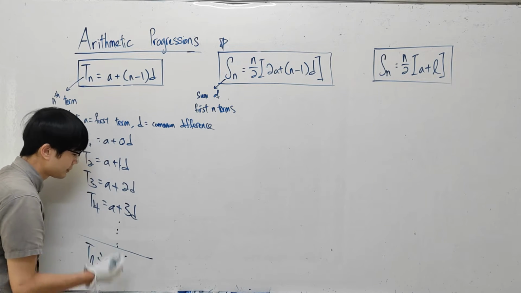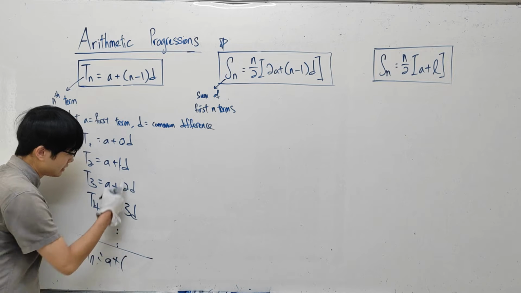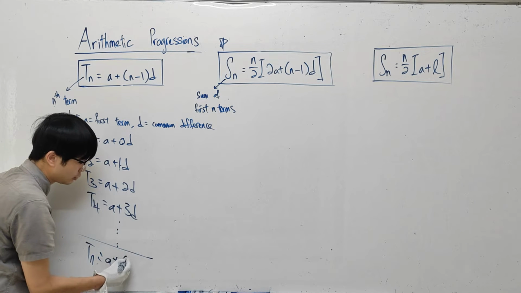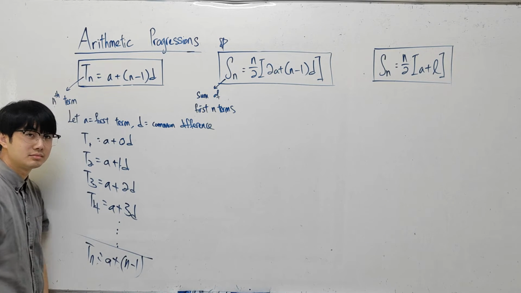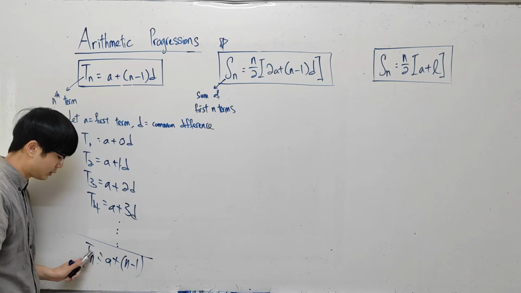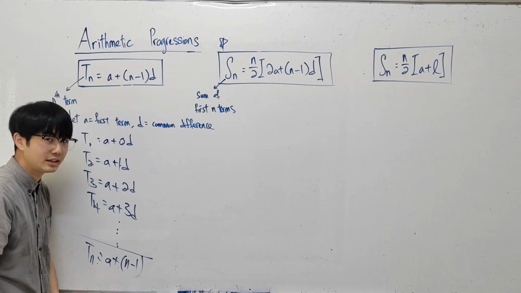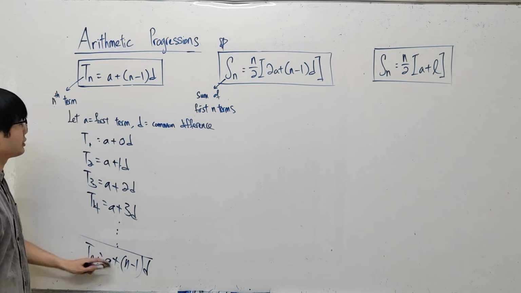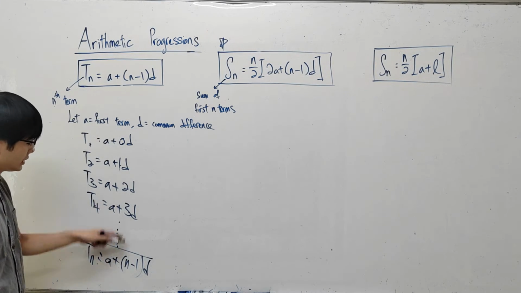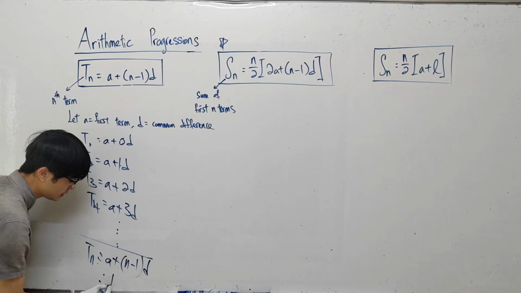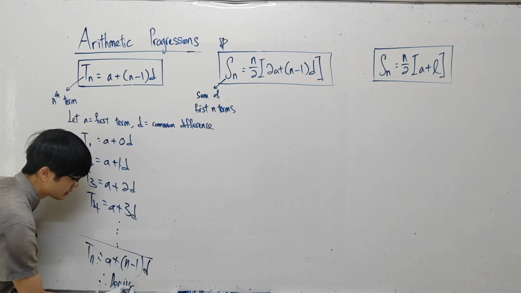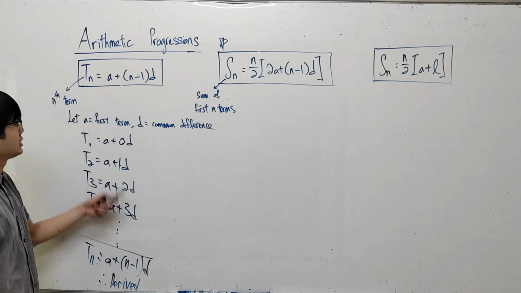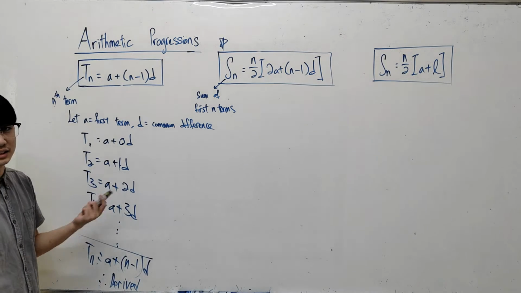So therefore, when we generalize, the number in front here is always n minus 1. It's always whatever value here minus 1. And then times d. And this is how we derive the Tn formula. After we derive, we will write this word, derived. So this is how I will derive the Tn formula.